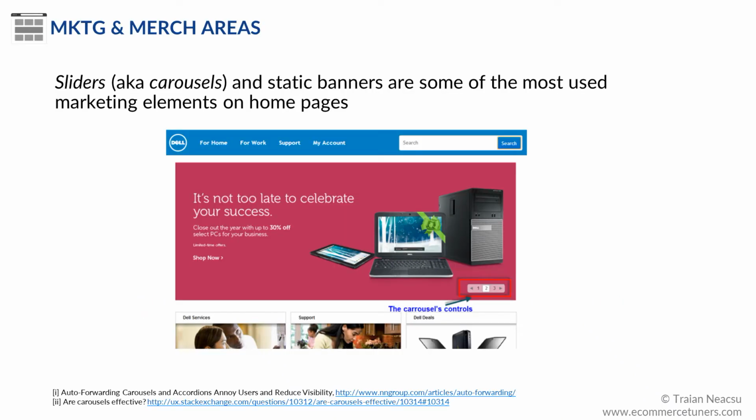Sliders, carousels, or static banners are some of the most used marketing sections on homepages. Merchandising sections include featured products, top categories, most popular deals, top brands, and so on. SEO doesn't own these areas, but many times there is nonetheless room for organic improvement.